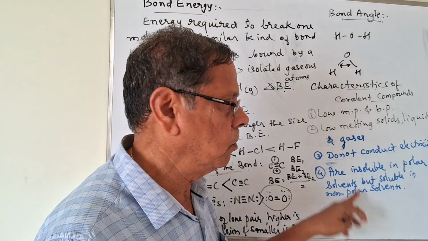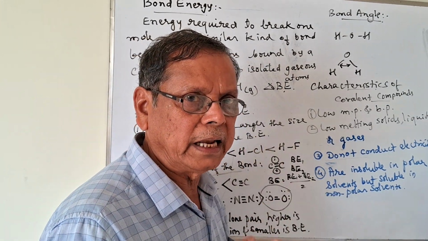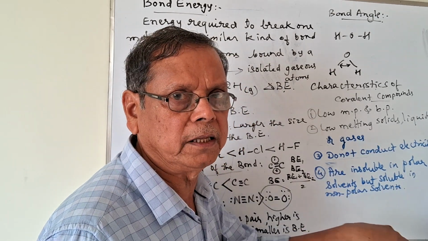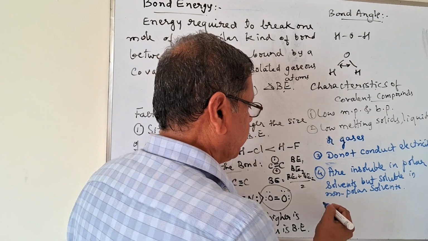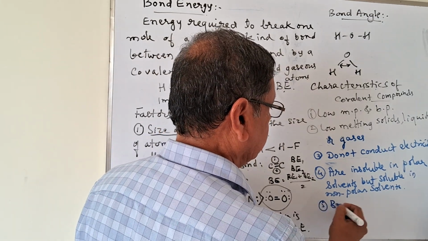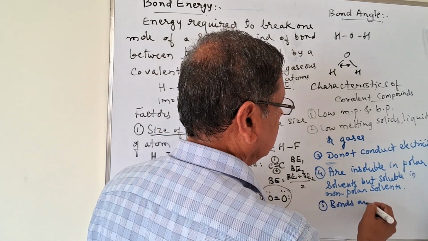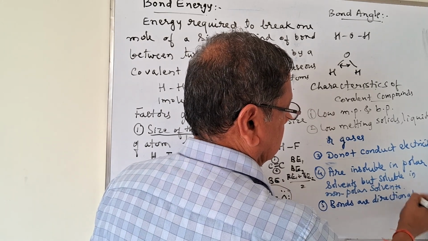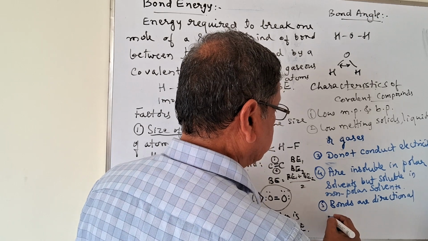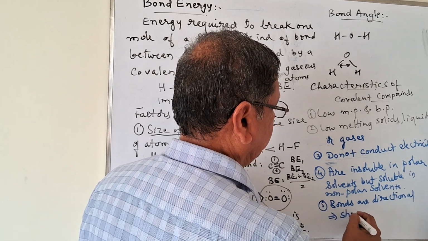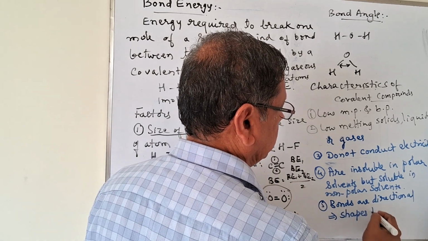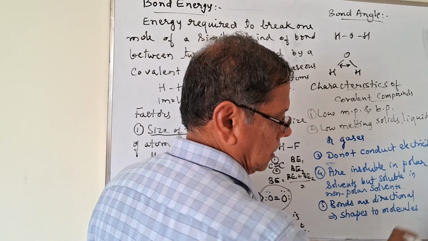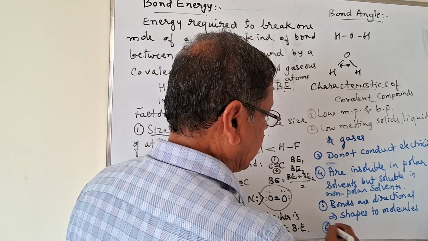So, as I told you, like dissolves like. This is a covalent molecule, that's why it is soluble in the non-polar solvent. Then the bonds are directional, which gives rise to specific shapes to the molecules. Reactions are very slow.